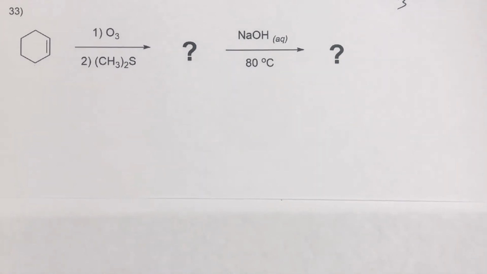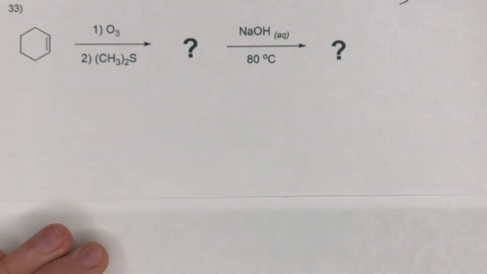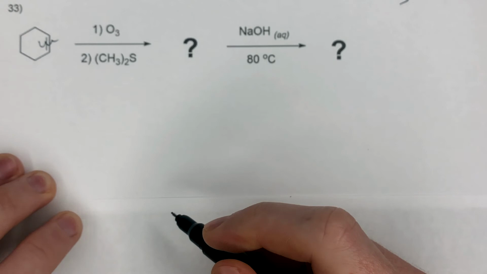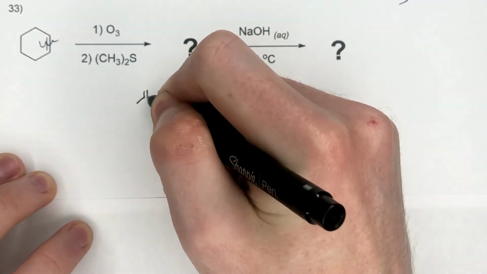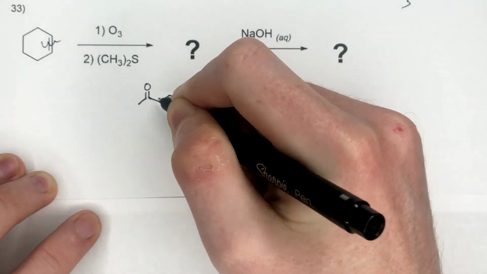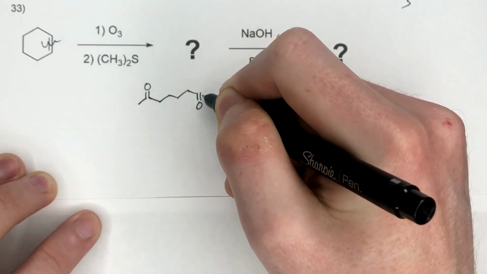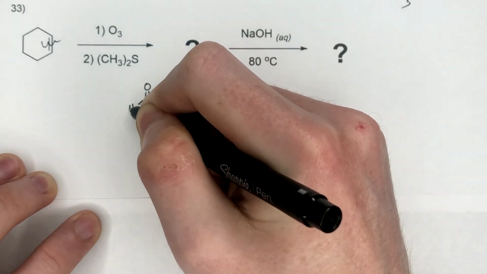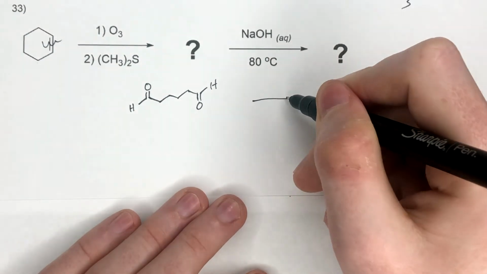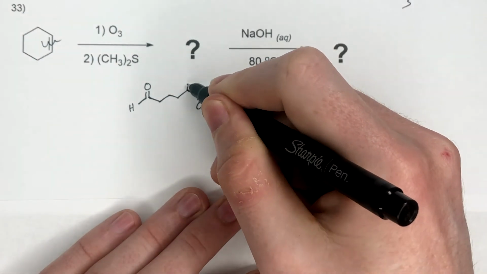All right, here we have kind of a review question, from last semester stuff. So at the very beginning, we have ozonolysis. This is going to cleave the 6-membered ring and cleave it to a dialdehyde. 1, 2, 3, 4, 5, 6. Okay. Then NaOH is a strong base. This is going to remove the alpha protons and create an enolate.